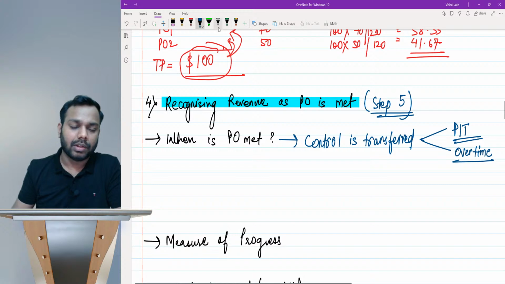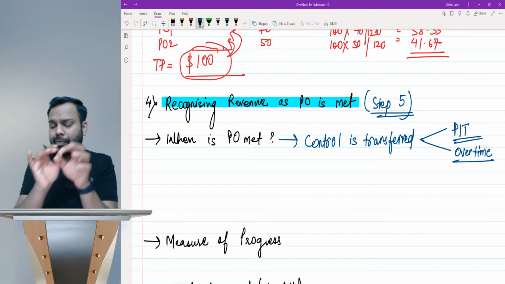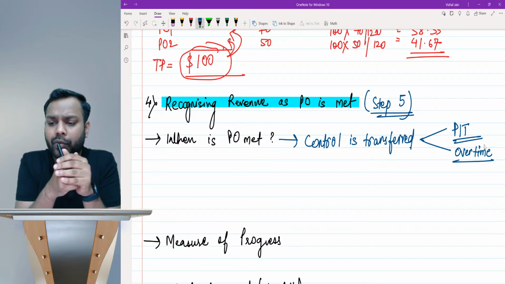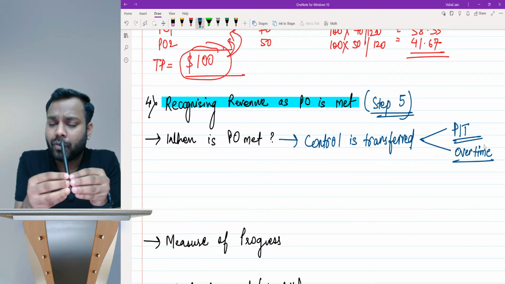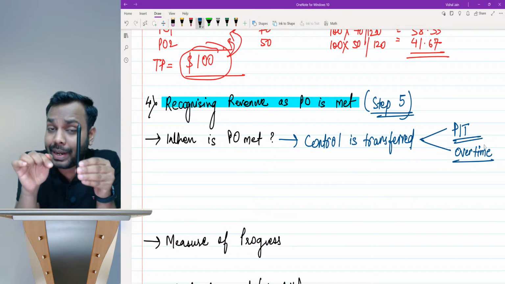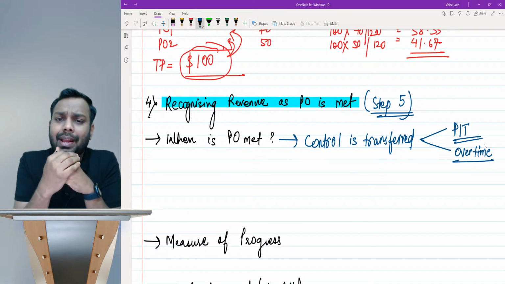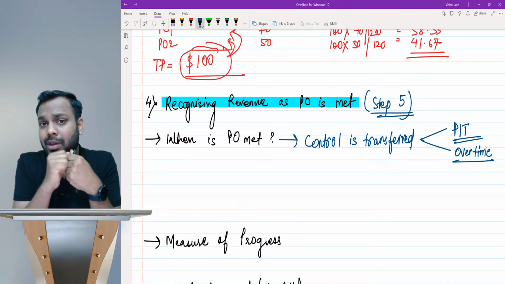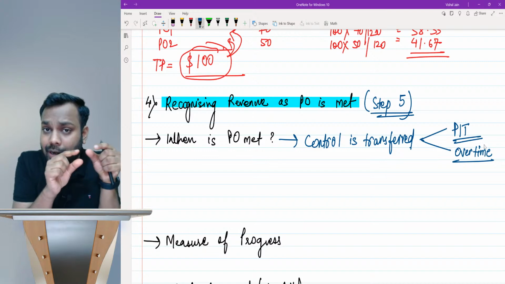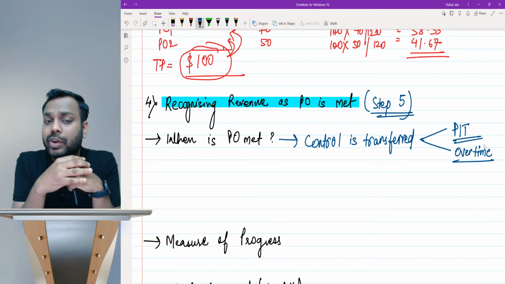How to assess whether the control is transferred at a point in time or over a period of time? First, let's understand the meaning of point in time or over a period of time. Let's suppose when I sell this pen, when is control transferred? Specifically at this point, right? Now, if I take classes for your ACCA financial reporting, and the classes go on for 3 months, when is the control transferred? The control is being transferred over a period of 3 months.